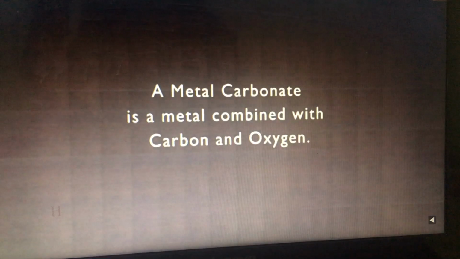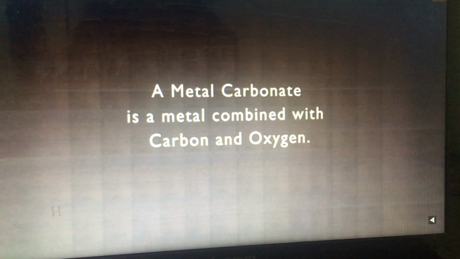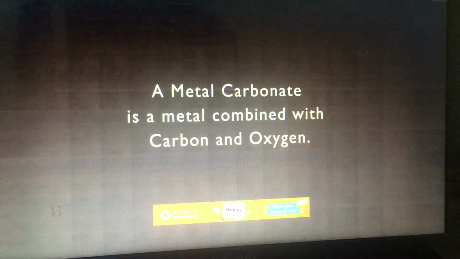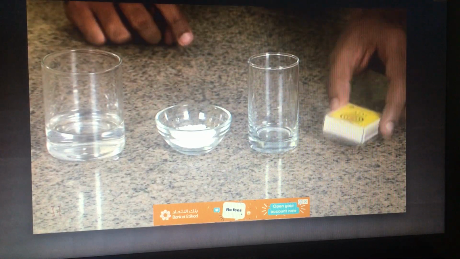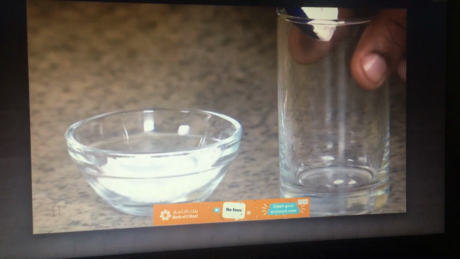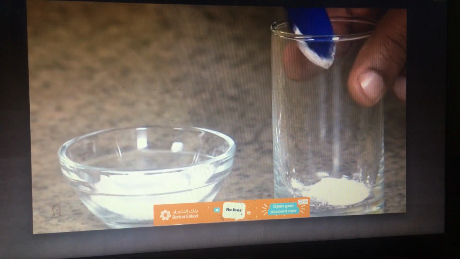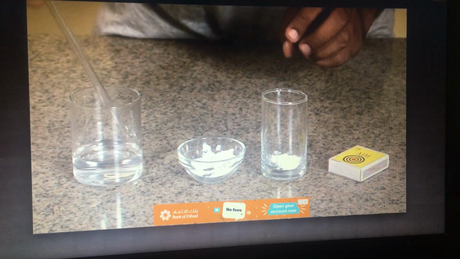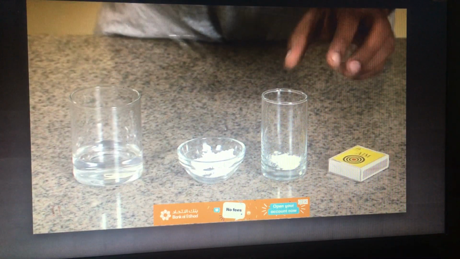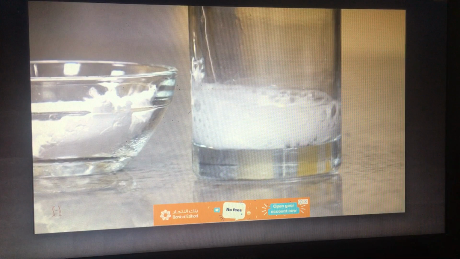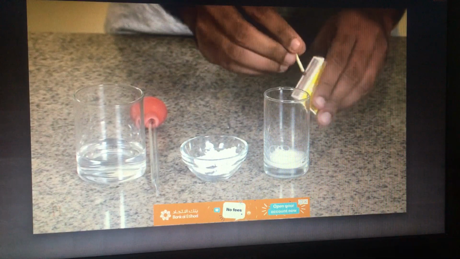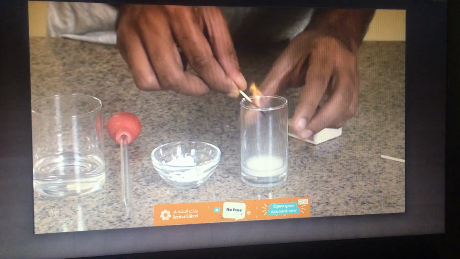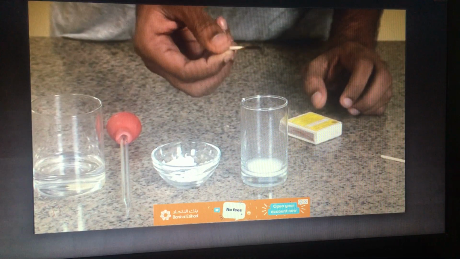Let us try an experiment to see how an acid reacts with metal carbonates. A metal carbonate is a metal combined with carbon and oxygen, like copper carbonate, calcium carbonate. You can take hydrochloric acid, calcium carbonate, a beaker, and a matchbox. Take some calcium carbonate in the beaker. Add hydrochloric acid to it. A gas is formed and released. Light the match and bring it close to the mouth of the beaker, and it extinguishes. This gas is carbon dioxide.